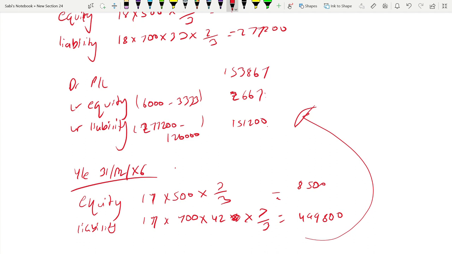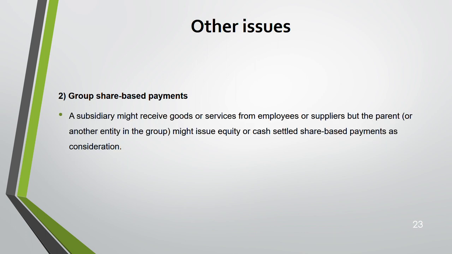So now we are moving on to other issues. We are done with all the questions for this lecture. The next issue is group share-based payment. So in a group, a subsidiary might receive goods or services. Okay. They might receive these goods and services from employees or suppliers. But the parent might issue equity or cash-settled share-based payment as a consideration.